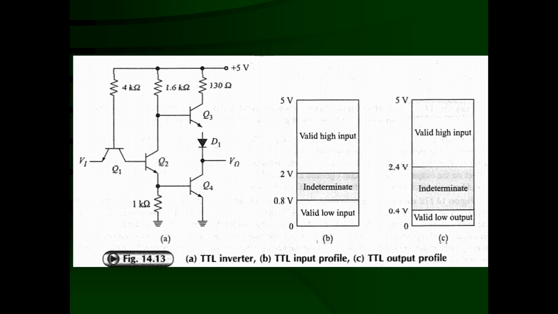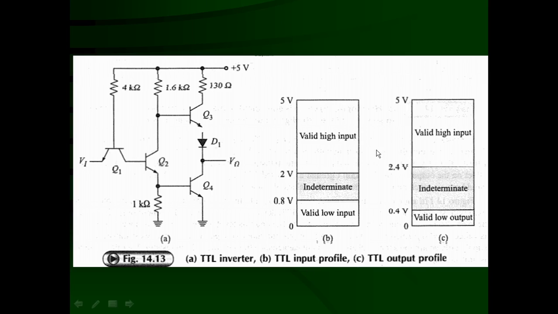We can decrease the input voltage from 5 volt to a minimum of 2 volt, and the output definitely remains low. That means the manufacturer can guarantee that even if you reduce the input voltage from 5 volt to 2 volt in worst conditions, the output definitely remains low. So the valid high state input range is from 2 volt to 5 volt. This is the input characteristic of the TTL, known as the input profile.